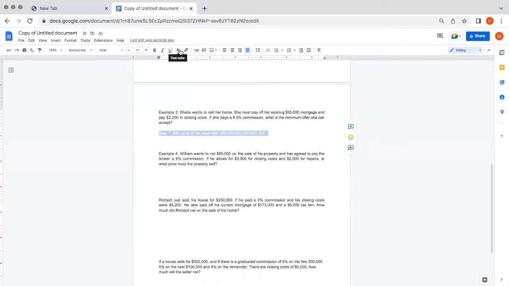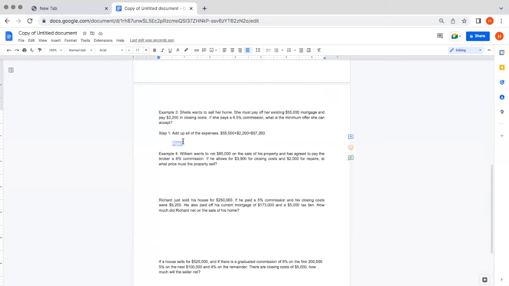So let's go over step 1. Step 1 is to add up all the expenses. We're going to take 55,000, that's the actual mortgage that she has to pay off, and $2,200 in closing costs. That equals $57,200. Now, we know we haven't accounted for the commission, but we do know that this number is going to be represented by 100% minus 6.5% commission. So we know that this number is a big percentage of our answer.